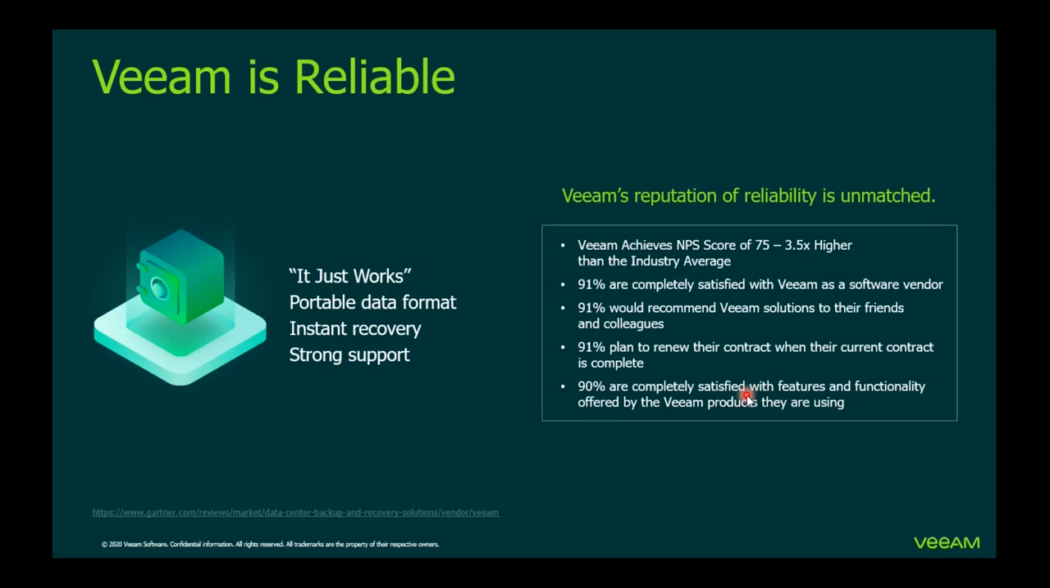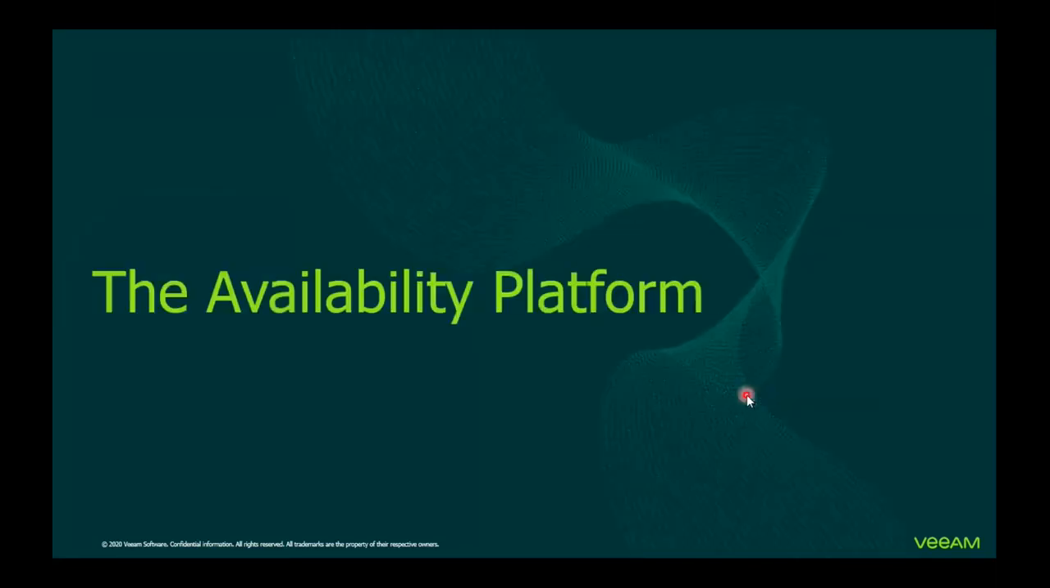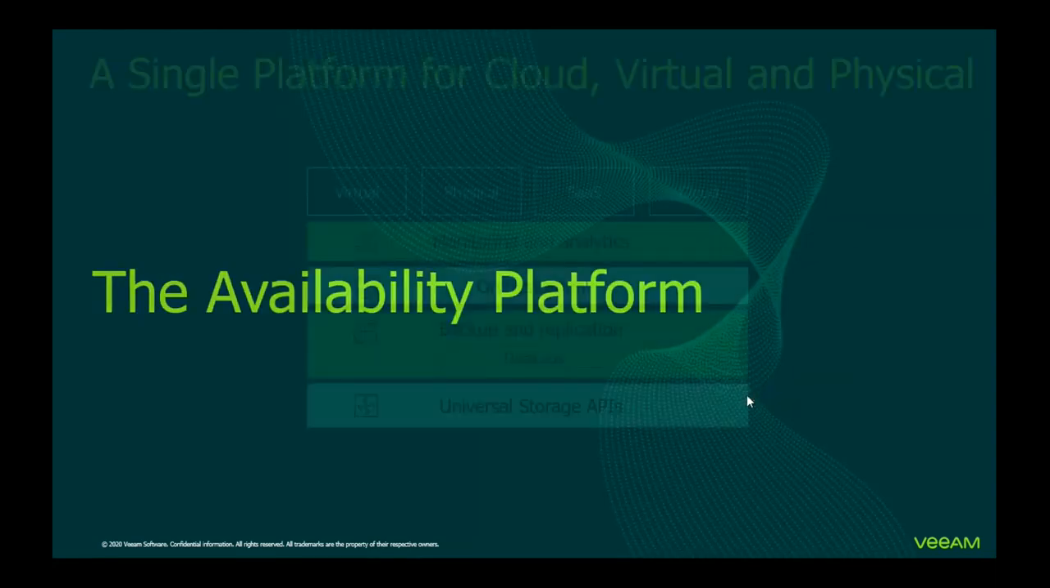If you talk about the NPS score, Veeam is very good at it. 75 is the NPS score which has been given to Veeam. 91% of customers are satisfied with Veeam, 91% recommend Veeam. When it comes to Veeam, we simply say that it just works, right? So now let's talk about the availability platform which Veeam carries, and what workloads we can back up.